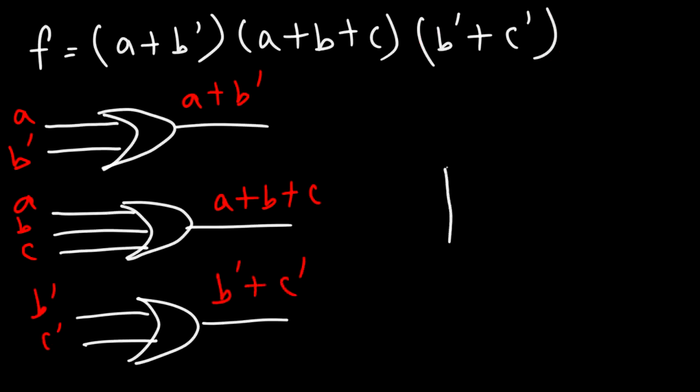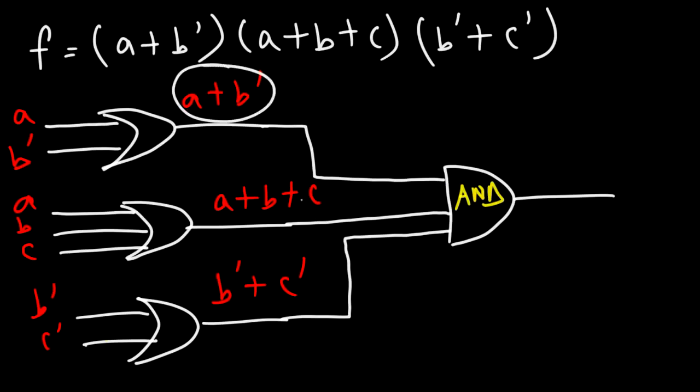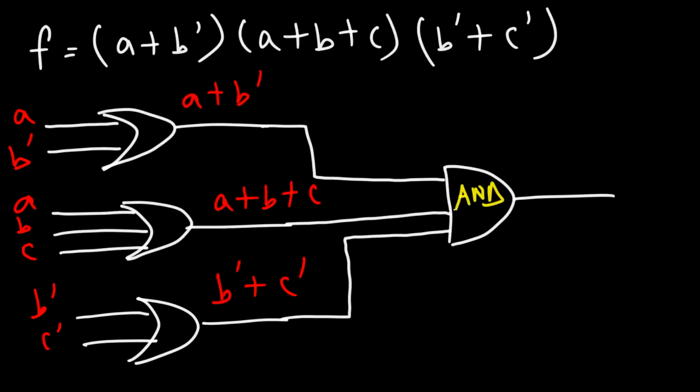Now let's feed these 3 OR gates into a single AND gate. So the output of this AND gate is going to be the product of these 3 expressions. And so you just got to multiply them. This is going to be everything that we see here, so I'm not going to write it again. And so this is the block diagram for the function f.